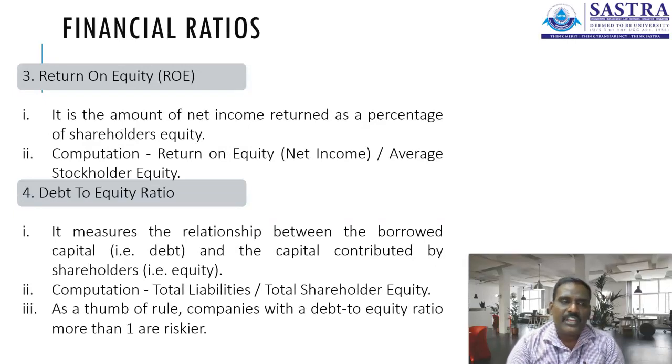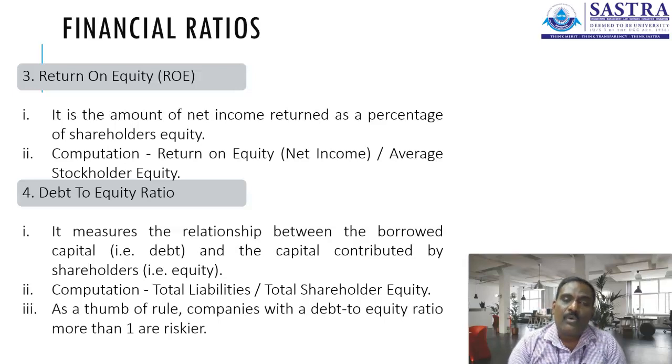And the other types of financial ratios, such as the return on equity. It means the portion of profit available for equity shareholders divided by the equity shareholders' fund. It is the amount of net income returned as a percentage of shareholders' equity. For example, the paid up capital of a company is 10 lakhs, and the profit received after all the appropriations, the earnings available for the equity shareholders, is 1 lakh. Hence, the return on equity is 10%, 1 lakh divided by 10 lakh.